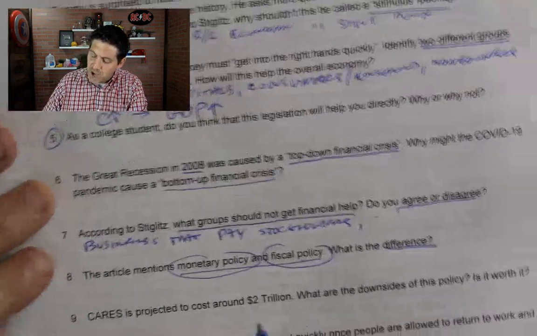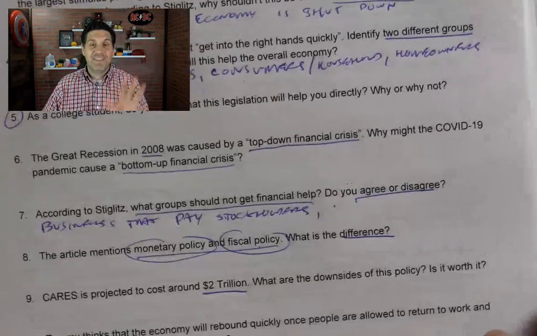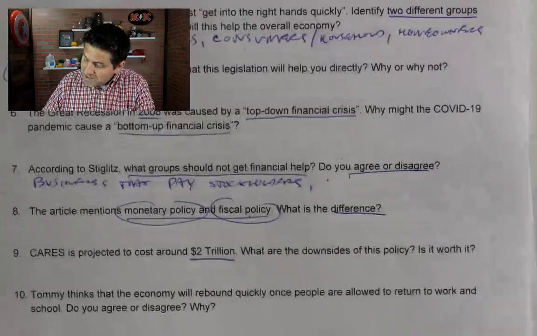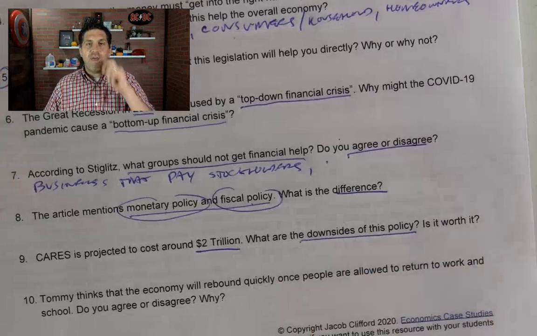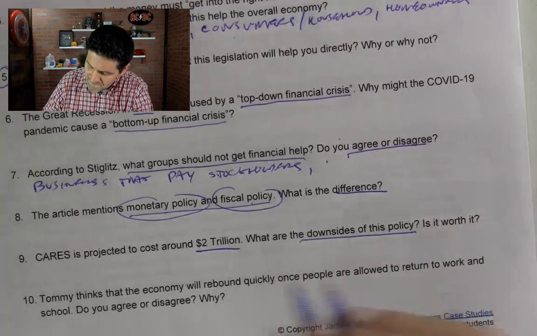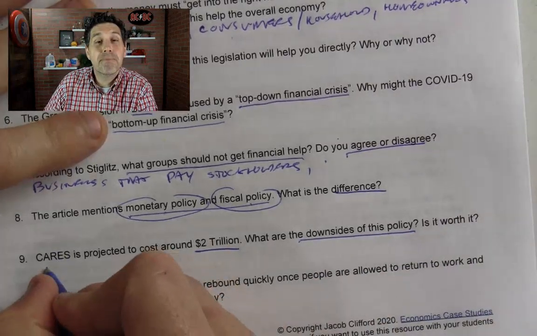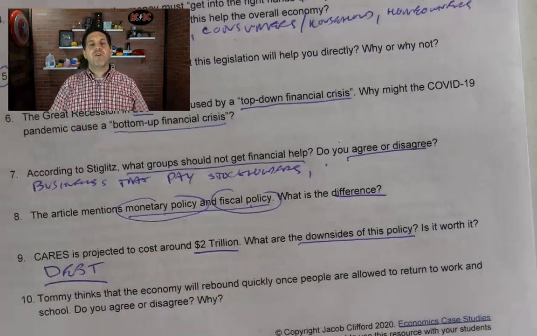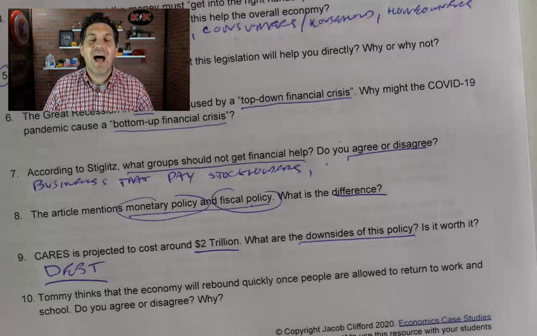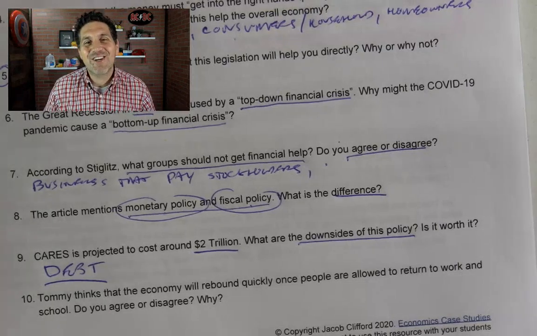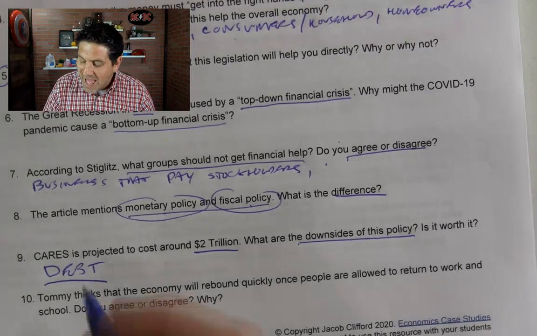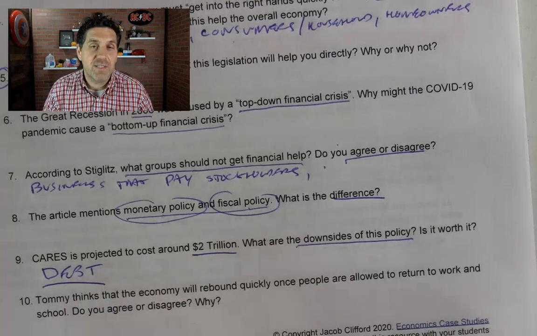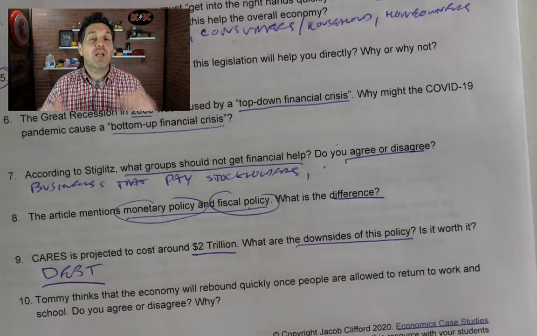CARES is projected to cost $2 trillion. What are the potential downsides of this policy? What do you think? Well, you're going to have to pay the interest on that debt, so you're going to have less potential for economic growth in the future. And also less discretionary spending in the future. Sounds like a true economics teacher right there. That's true. So the problem is debt. This is deficit spending, and so that's going to increase the national debt.